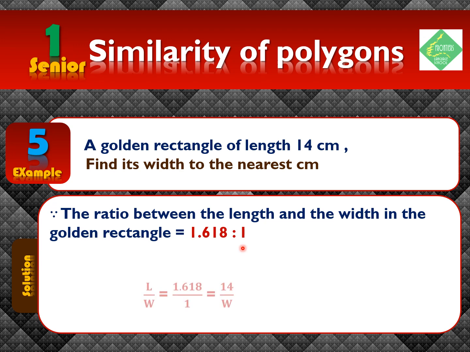But you have here length equal to 14 centimeter and you don't have the width. So from the previous ratio you can write the ratio and apply crisscross. You can get the width equal to 9 centimeter.